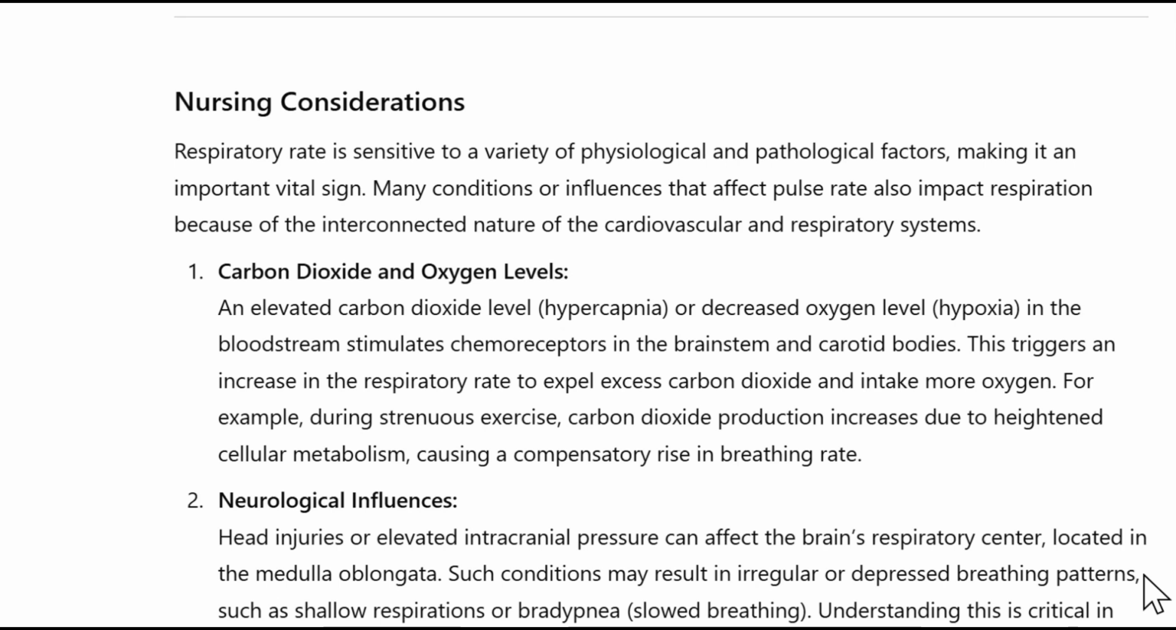An elevated carbon dioxide level, hypercapnia, or decreased oxygen level, hypoxia, in the bloodstream stimulates chemoreceptors in the brainstem and carotid bodies. This triggers an increase in the respiratory rate to expel excess carbon dioxide and intake more oxygen. For example, during strenuous exercise, carbon dioxide production increases due to heightened cellular metabolism, causing a compensatory rise in breathing rate.